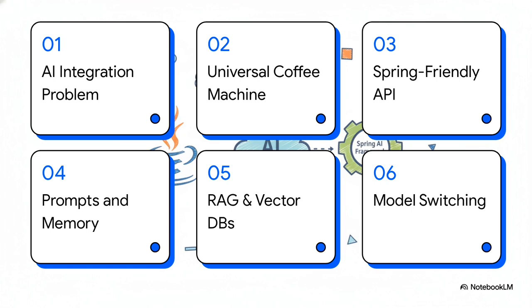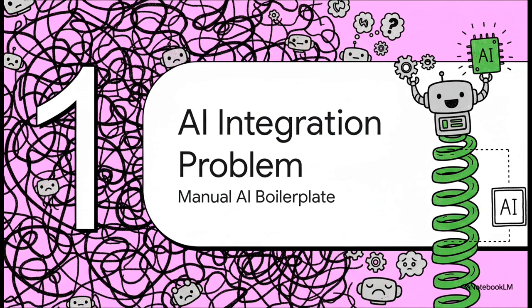So here is our roadmap for today. We'll be walking through: 1. The AI integration problem, 2. The universal coffee machine, 3. The Spring-friendly API, 4. Managing prompts in memory, 5. RAG and vector databases, and finally, 6. Seamless model switching. All right, kicking things off with Section 1, the AI integration problem.